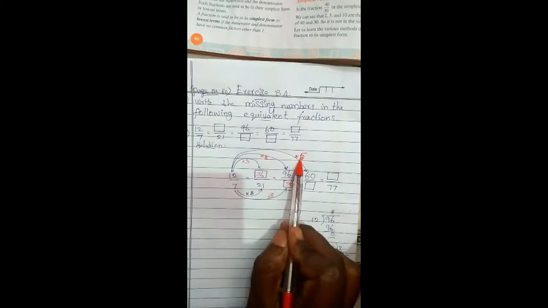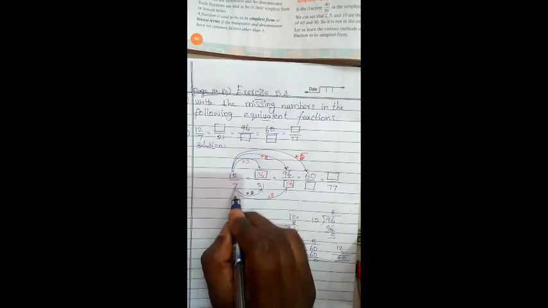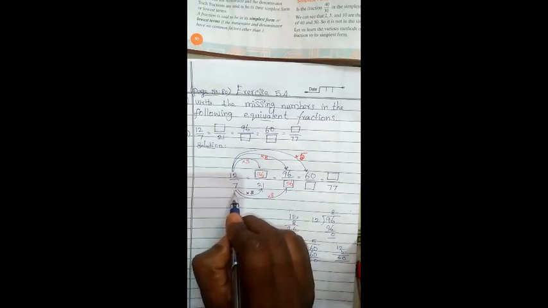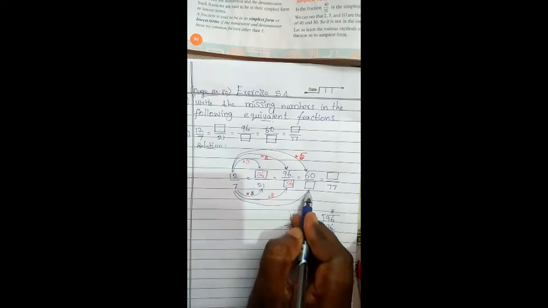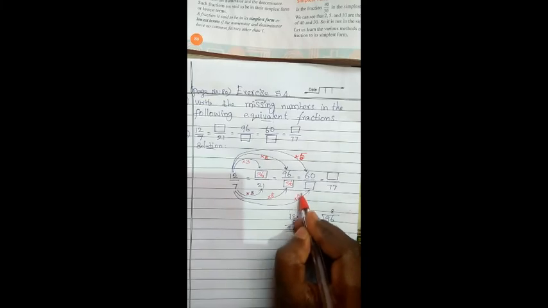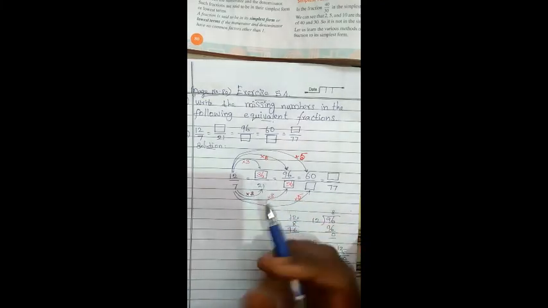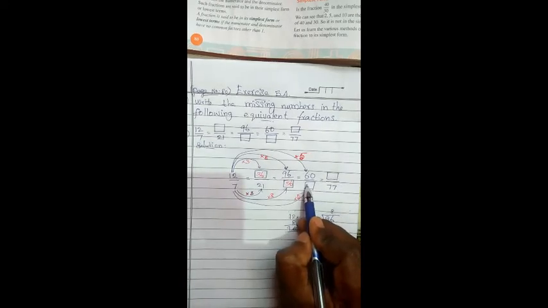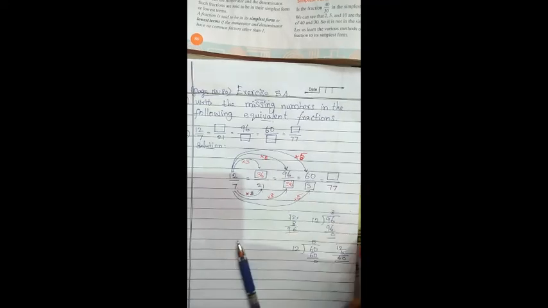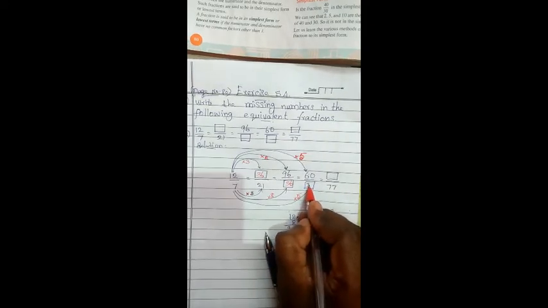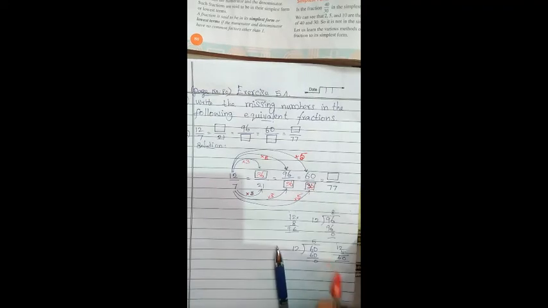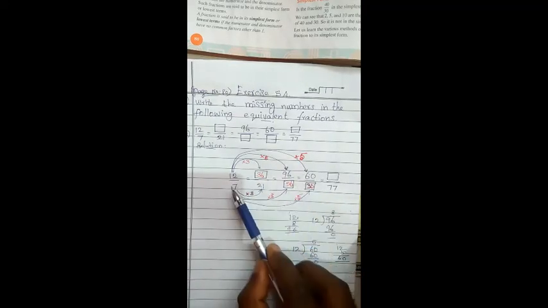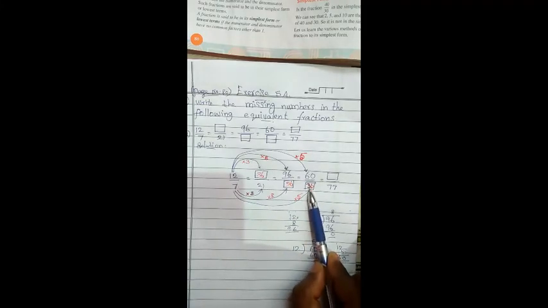If you multiply 12 by 5, you get 60. Then what to do? Multiply the denominator by the same 5. 5 only. So what is the answer? 7 5s are, tell me now. 7 5s are, very good, 35. We write here 35. Okay, 12 5s are 60. Therefore 7 5s are 35.